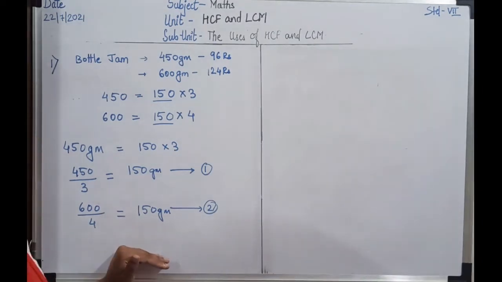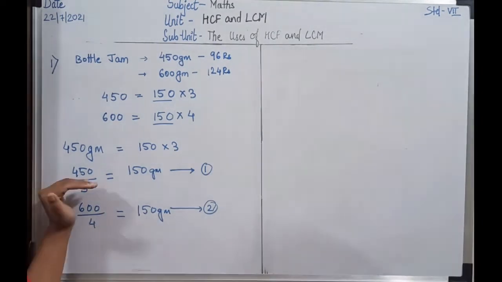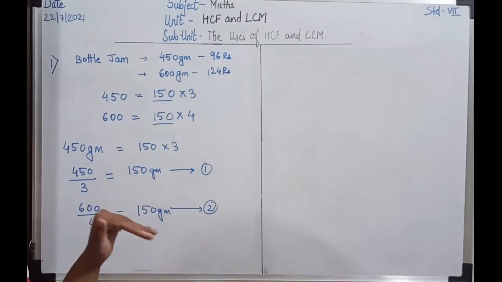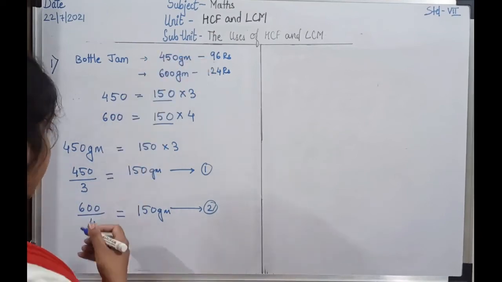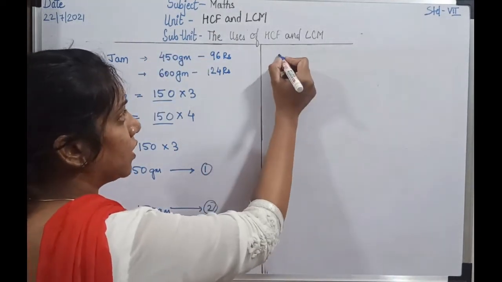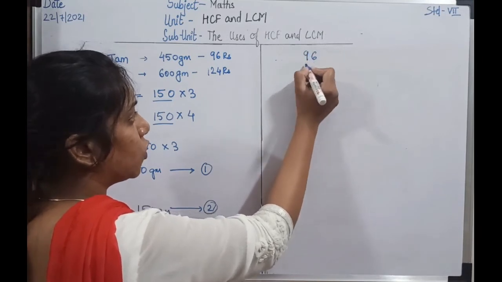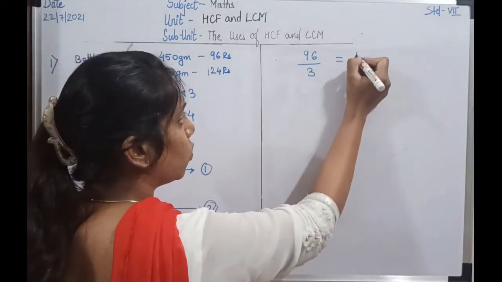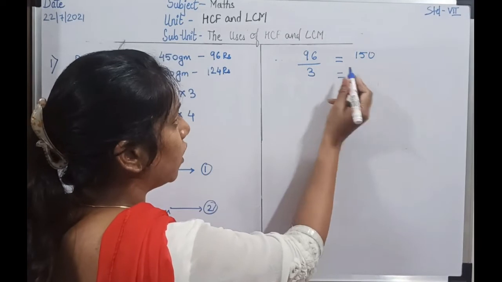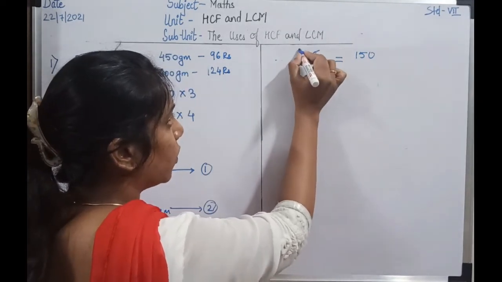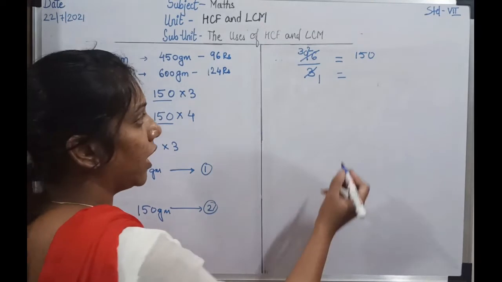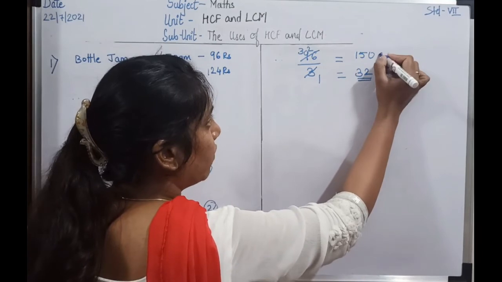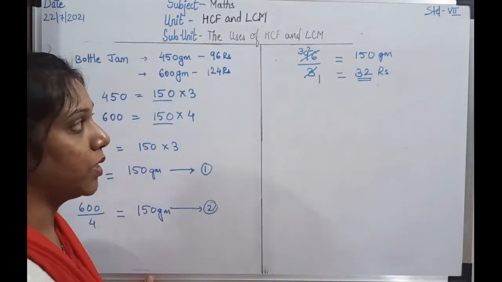Now, in the smaller bottle, we know that the 450 gram cost is 96 rupees. Now we will find out how much this 150 gram of bottle costs in the small bottle. So 96 rupees is for the smaller bottle. So 96 upon 3 equals 150. If we solve this, 3 ones are 3, 3 threes are 9, 3 twos are 6, correct? So it becomes 32. So 150 gram of bottle is for 32 rupees.